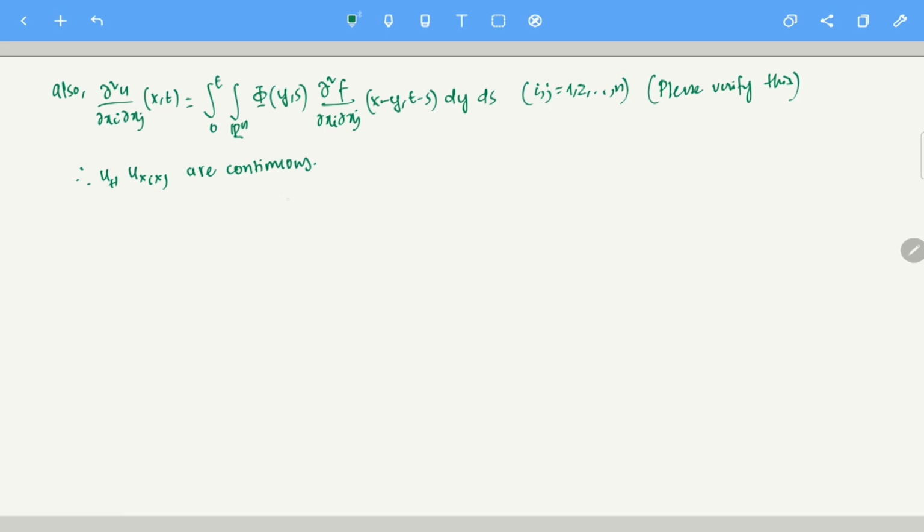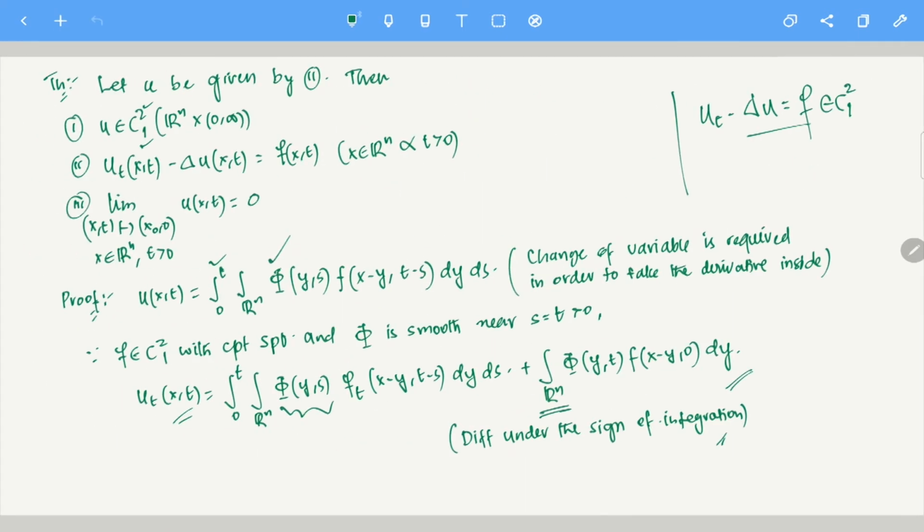They are continuous. Why are they continuous? If I am asking you why they are continuous, can you tell me? They are continuous because phi is a continuous function. Phi does not have a singularity in this part, right? So phi is a continuous function, and f is C^2,1, so twice differentiable with respect to the x variable and once differentiable with respect to the t variable.